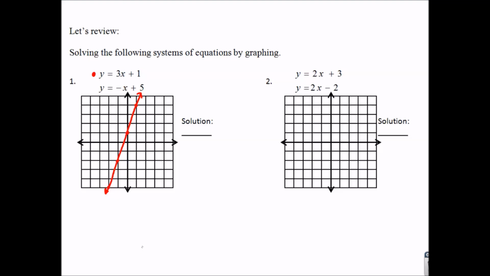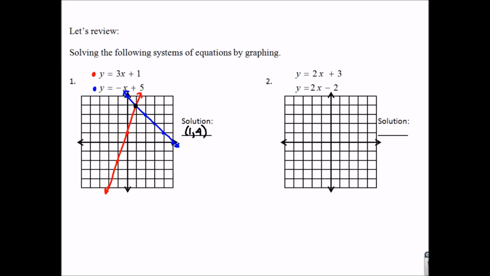Then the second line is y equals negative x plus 5. So we're going to start at 5 on the y-axis. Then our slope is negative 1, so we're going to go down 1 and right 1. And then draw our line. Then the solution to the system is wherever the two lines intersect, which is right here at the point 1, 4.